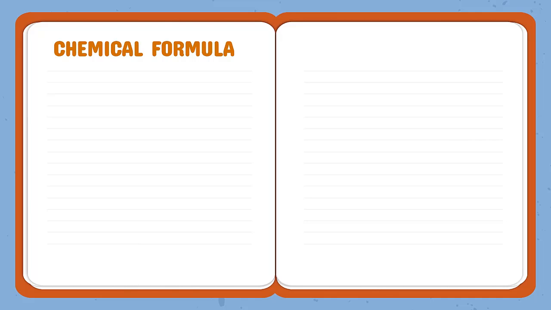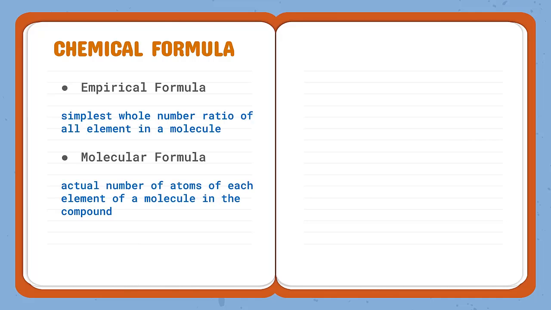Next, we're going to learn about chemical formula. Chemical formula is basically a shorthand way of expressing the types of atoms and the number of atoms that are present in a substance. There are 2 types of formula, empirical and molecular. Empirical formula is the simplified formula, where it's all about the ratio of different types of atoms in a compound. While the molecular formula, which is the regular formula I would say, tells us how many atoms of each element are actually in the compound.